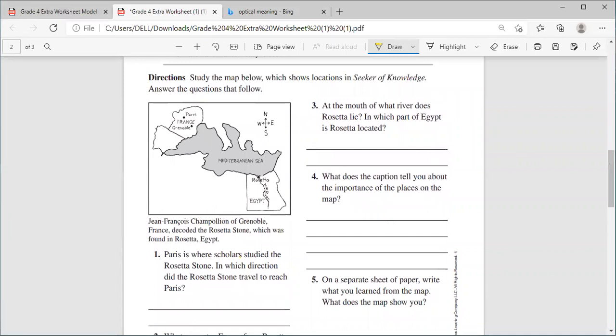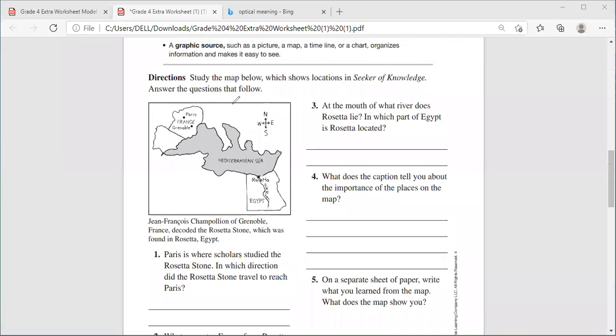Now, as usual, we read the directions first. Study the map below, which shows locations in Seeker of Knowledge. Answer the questions that follow. Jean-François Champollion of Grenoble, France, decoded the Rosetta Stone, which was found in Rosetta, Egypt.